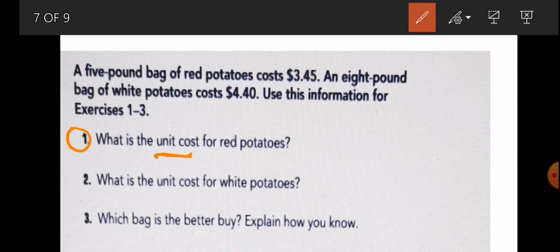Okay, let's see the red potato. We said that we got 5 pounds of red potato and the cost was 3.45. I told you we'll divide what by what to get the unit cost. Yes, you will divide the money or the cost, 3.45, by the total number of items. We here have 5 pounds, so divide by 5. So again, the rule to get the unit cost, you will divide the price by the total number of items. 3.45 divided by 5.